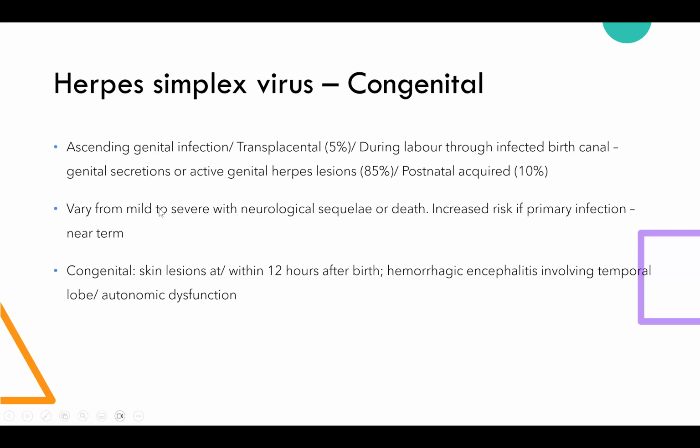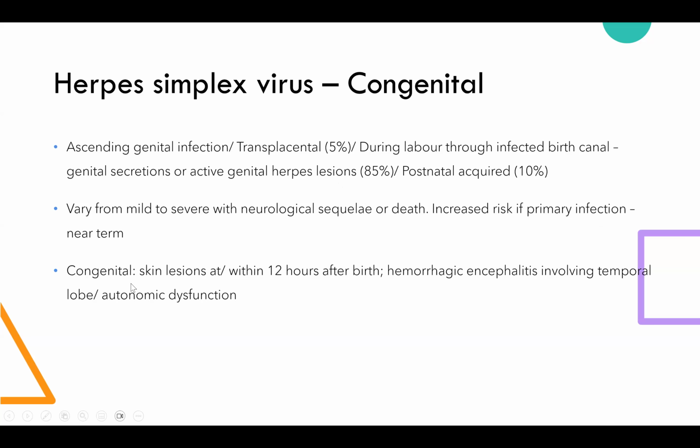The clinical presentation can be mild to severe, with neurological sequelae or death. There is increased risk if the primary infection occurs near term. So if the mother is already HSV1, and if the mother gets new HSV2 also, it is considered as primary infection, and there is increased risk of spread.